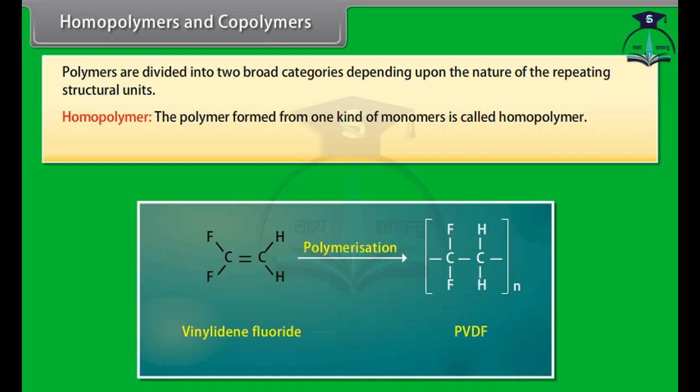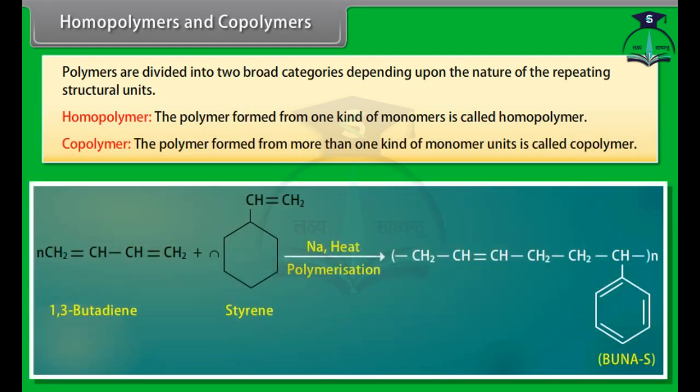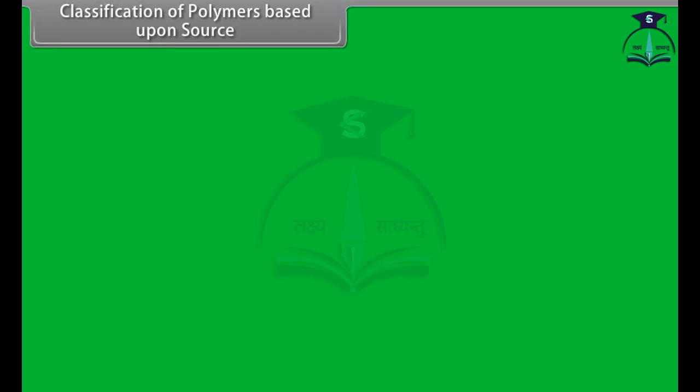Homopolymer. The polymer formed from one kind of monomer is called a homopolymer. For example, PVDF is formed from vinylidene fluoride. Copolymer. The polymer formed from more than one kind of monomer unit is called a copolymer. For example, Buna-S rubber is formed from 1,3-butadiene and styrene.